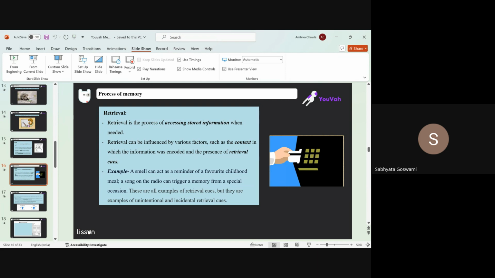Can you give me an example where retrieval cues can generate bad memories? Any example that comes to your mind? I don't have a particular example for it, but maybe you got hurt somewhere in a particular situation, and you might develop a fear for the same situation next time. Absolutely. Thank you so much.